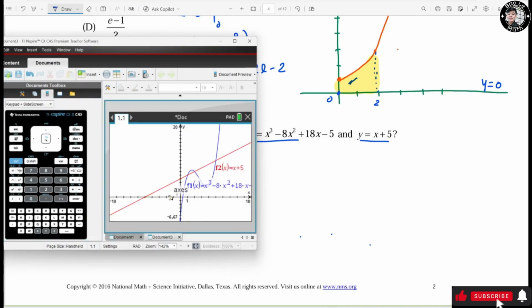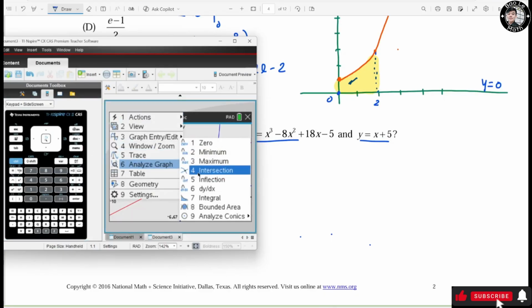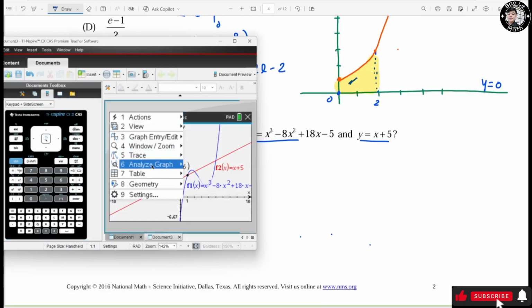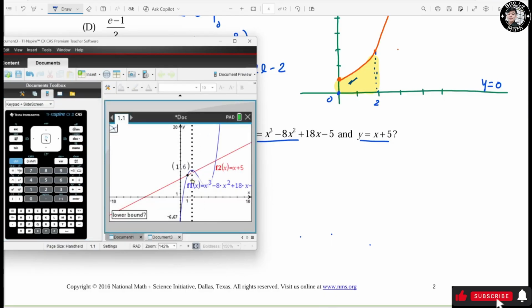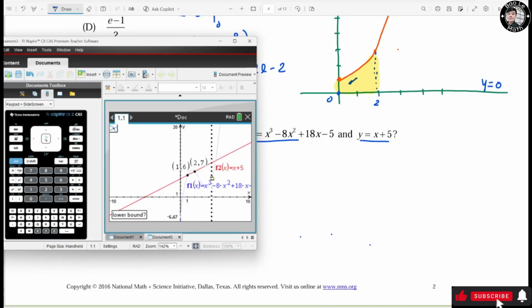Alright, so the intersections between these two graphs are right here and right here, right? So we need to find the intersections. We have 3 intersections. You're going to hit menu, number 6, number 4, go to the left, go to the right. We have the first one right here, 1. Menu, analyze graph, intersection. The second one is right here, s equals 2. And the third one, menu, analyze graph, number 4. And the third one is 5, right?